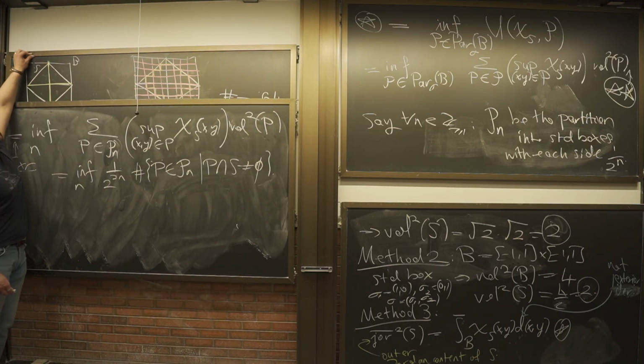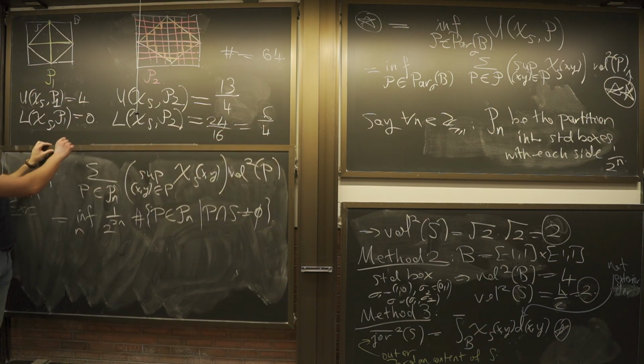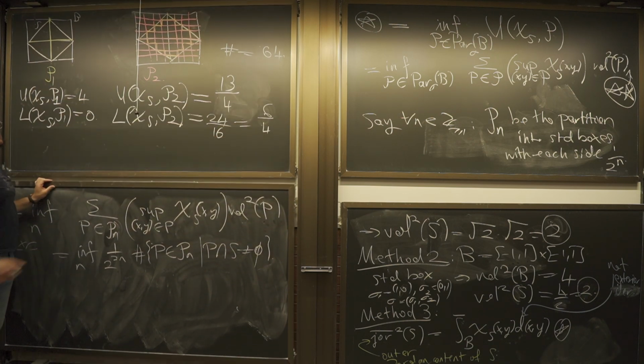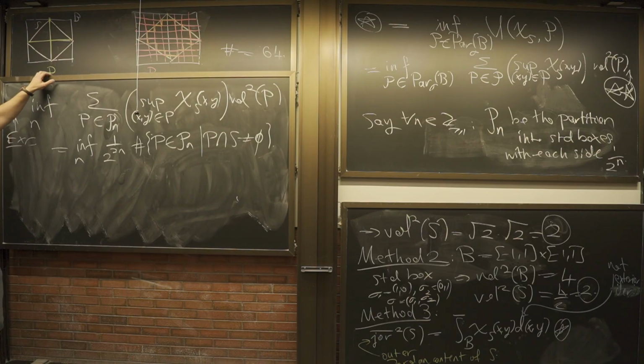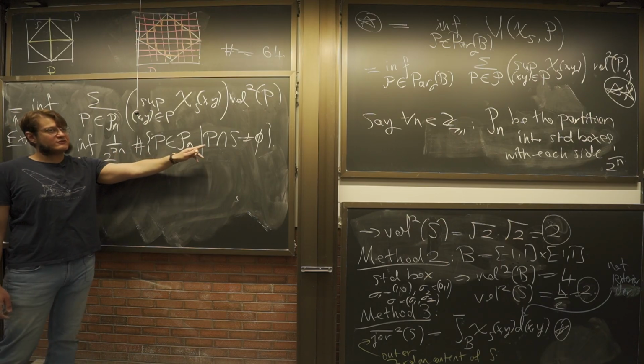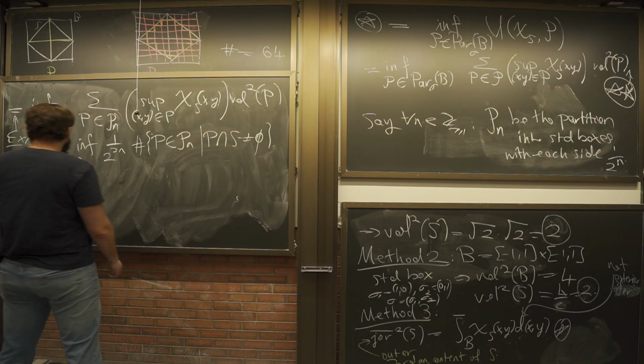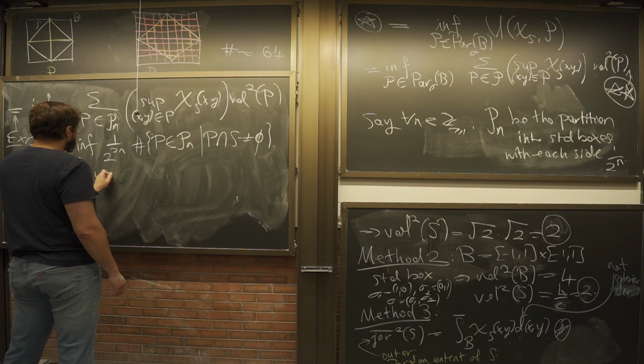It's the same idea. And if you wanted to write the upper Jordan content, the lower Jordan content of dimension 2, again, we could use the same pixelation like we were doing up there. But instead of counting the number of pixels that hit S, you would count the number of pixels that are completely within S. And you would take the sup.